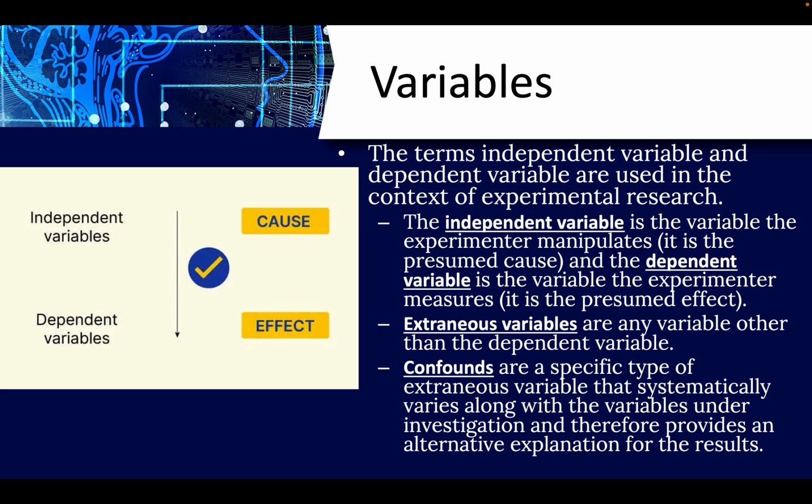Extraneous variables are any variable other than the dependent variable. So my independent variables were also extraneous variables. Confounds are a specific type of extraneous variable that systematically varies along with the variables under investigation and therefore provides an alternative explanation for the results. Confounding variables would include, in my case, spirituality. I didn't measure spirituality. Was that something that was important? Should I have measured spirituality? Somebody suggested that I measure spirituality, but I didn't have a measurement to use to measure spirituality.